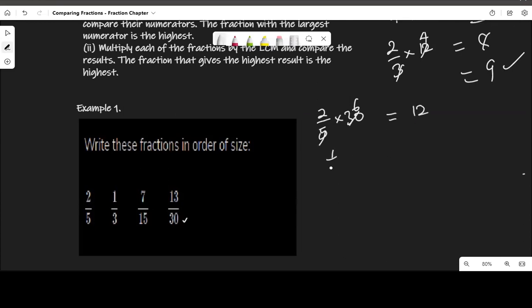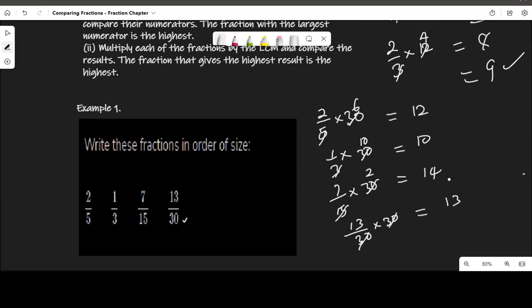Then 1 over 3 multiplied by 30, 3 into 3 is 1, 3 into 30 is 10. 1 times 10 is 10. 7 over 15 multiplied by 30, 15 into 15 is 1, 15 into 30 is 2. 7 times 2 is 14. And lastly 13 over 30 multiplied by 30, 30 into 30 is 1, 30 into 30 is 1. 13 times 1 is 13.